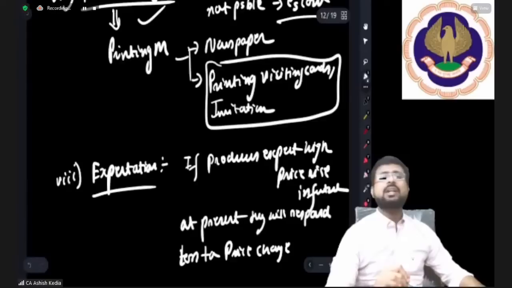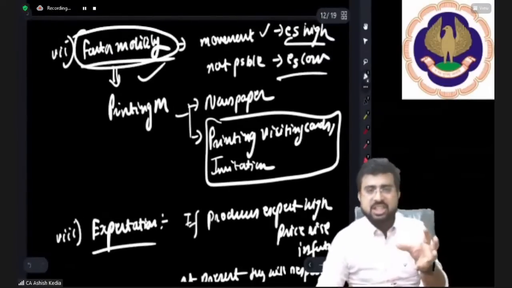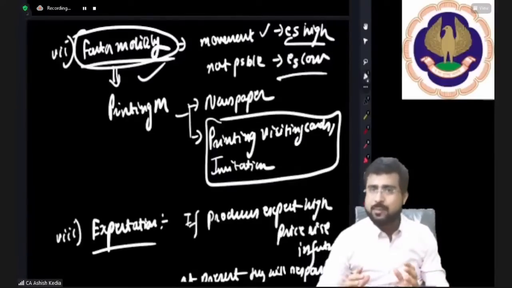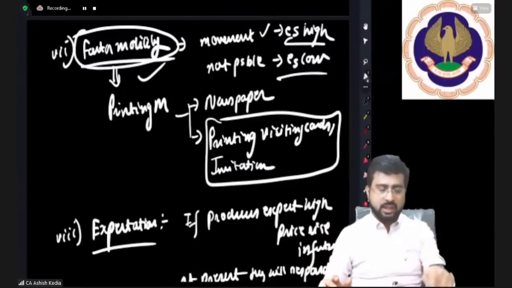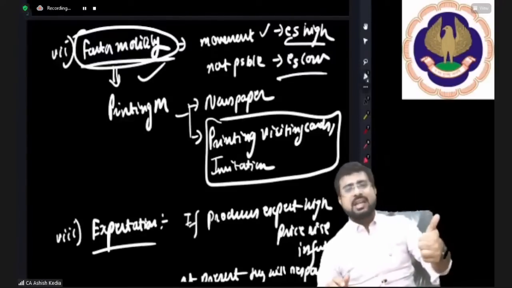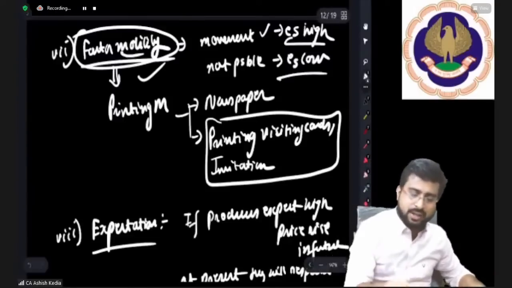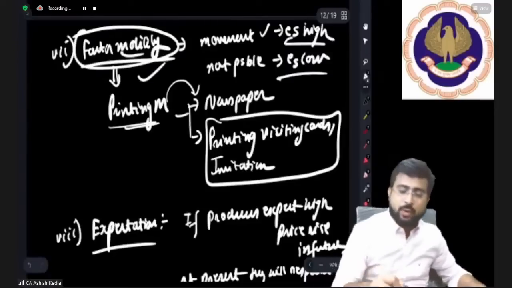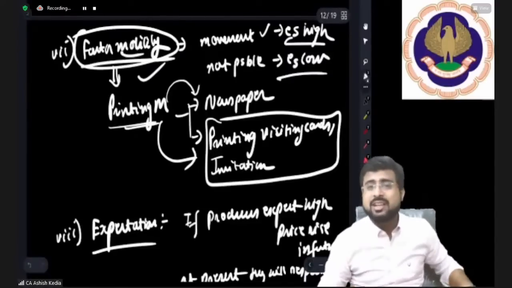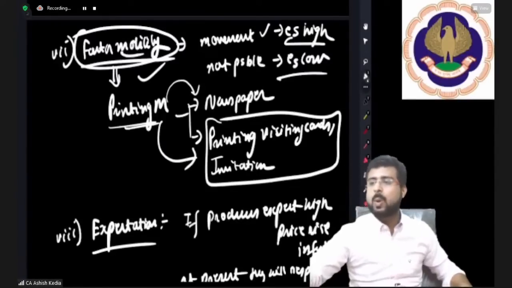So whether you are expecting a high change or a low change, okay. Factor mobility means: can you shift one machine or one input from one use to another? If you can shift it, like the printing machine, then elasticity is high. If you cannot shift, then elasticity is low. Initially I used my printing machine for newspapers, now I have moved it to printing invitation cards. That's called mobility. If the mobility is high, elasticity is high; if the mobility is low, elasticity is low.